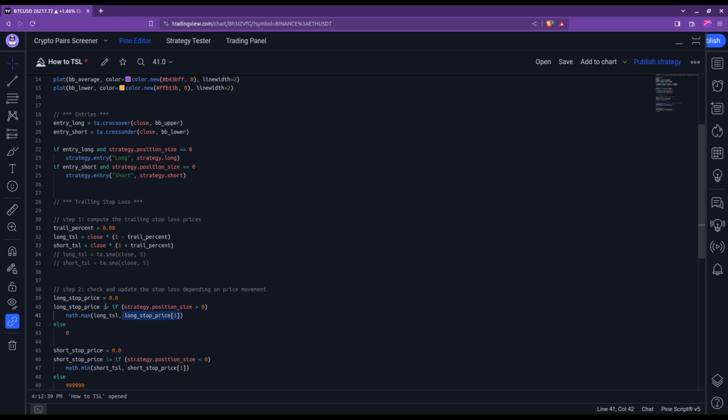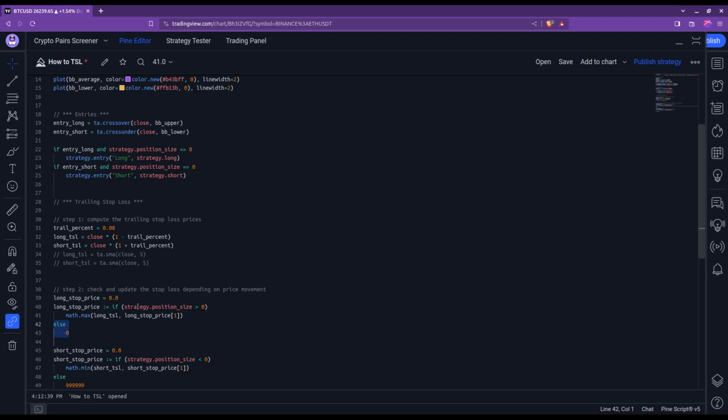So the long stop price will now be updated, it will have trailed up, and that's it. The other option is that the price went down and quite possibly our long TSL went down as well. In that case, this will now be smaller than what it was at the previous candle, and therefore the max will return this value here. In other words, the stop loss at this current candle will be the same as before. No trailing happened. And this little block is finished with an else 0.